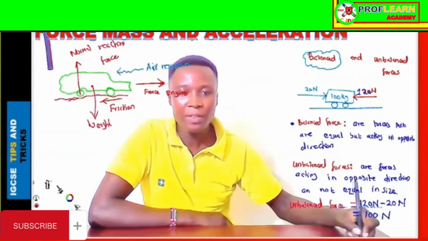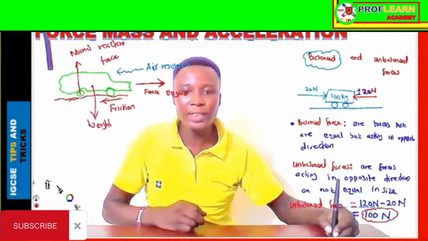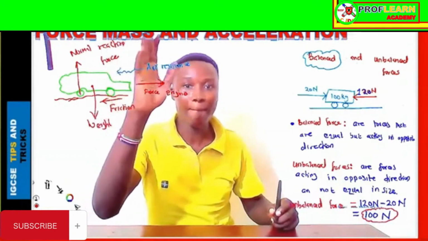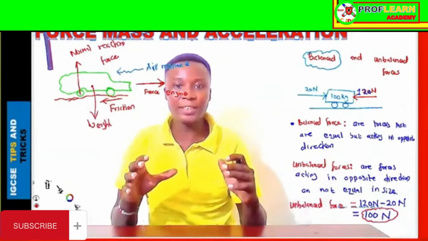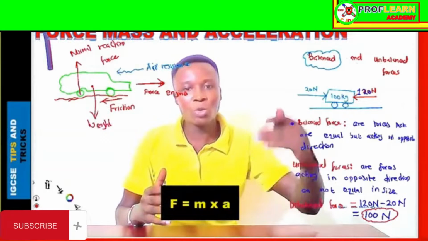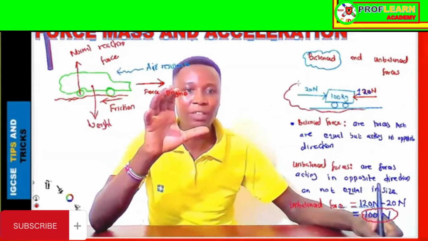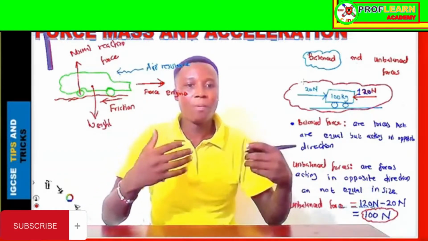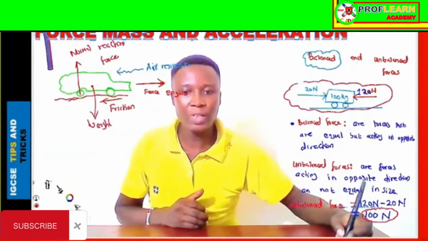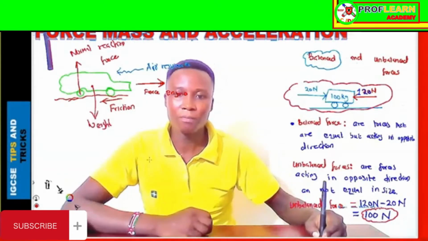Now that we have the unbalanced force here, we can use the relation we are talking about, because we are discussing the relation between force, mass, and acceleration. We did state that the two are related by the formula force equals mass times acceleration. So we need to know, if we have these unbalanced forces here, how much is this object going to accelerate? To do that, we're going to write the relation. Let me write it here.